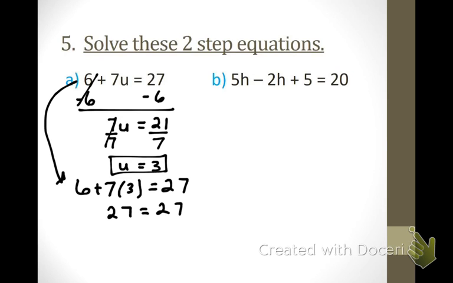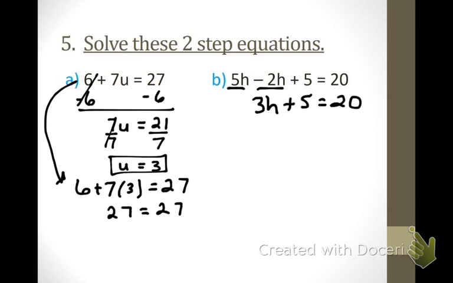All right, so let's look at this last problem over here. 5h minus 2h plus 5 equals 20. Is there anything that can be combined in like terms there? 5h. Okay, what is 5h minus 2h? 3h. You got to subtract it, okay? 3h plus 5 equals 20.